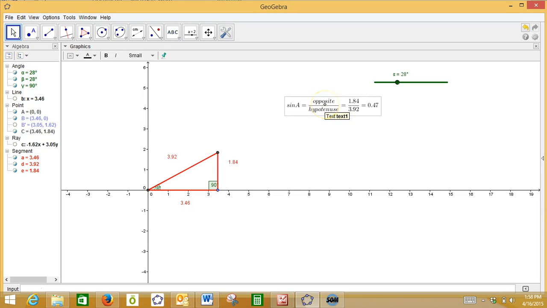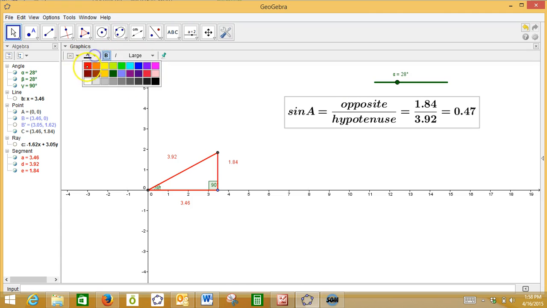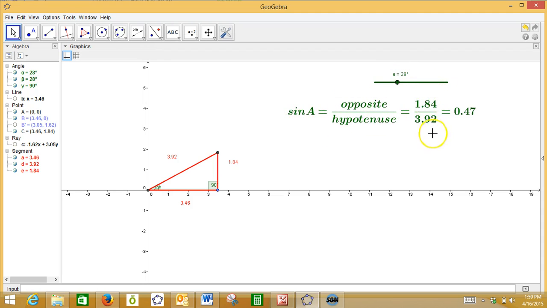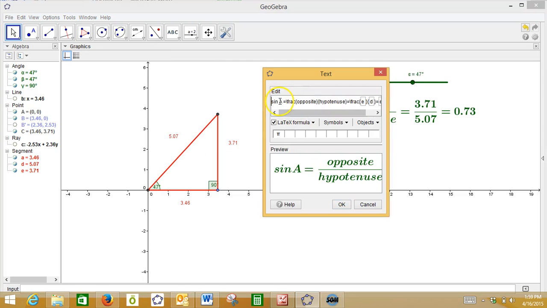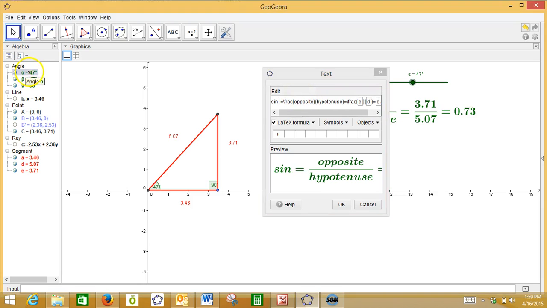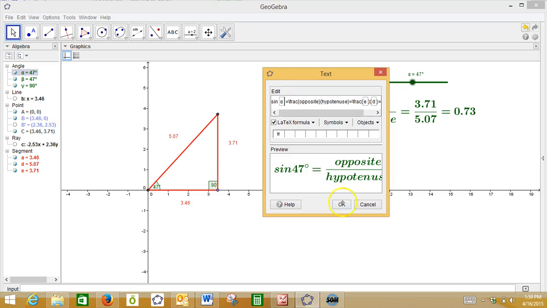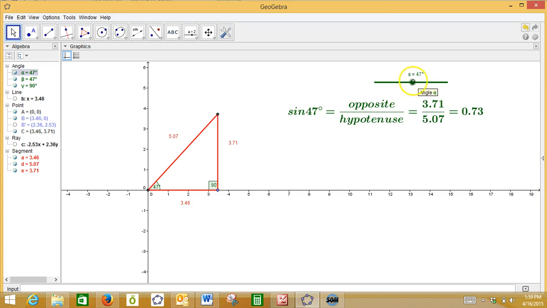Here's our text we just created. Maybe I'll make it a little bit bigger and bold it and make it green. So here's my nice dynamic text. It tells us what the sine ratio is, what the values are, and what the sine ratio itself is. Now as we're changing our angle, maybe instead of A, I'm going to come back here, get rid of A, and click on my alpha, that is my angle, and now it actually tells us the sine of the angle. So that's kind of neat too. Now we can see the sine value.